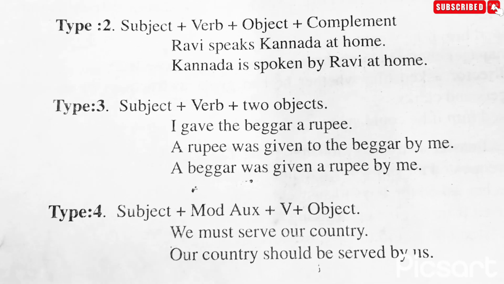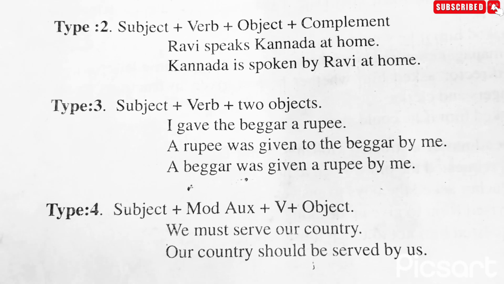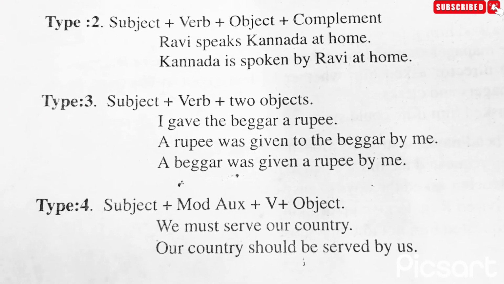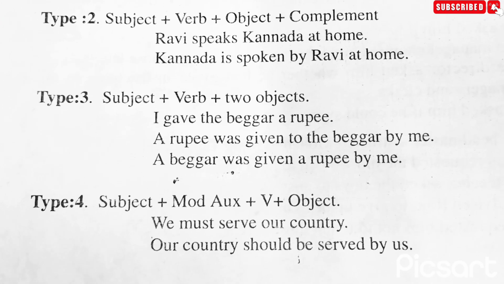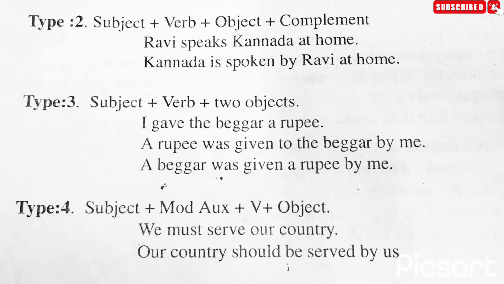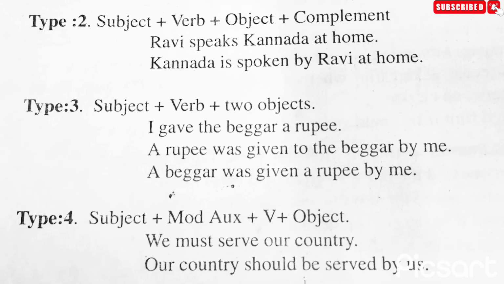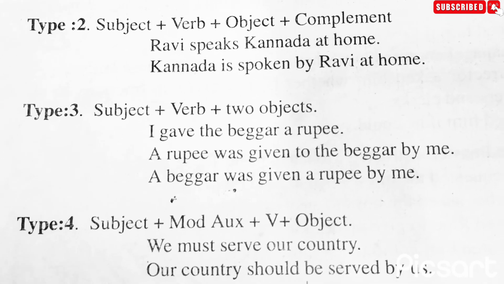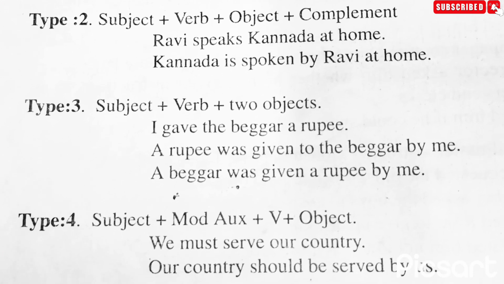Take down the example. Ravi speaks Kannada at home. Ravi is a subject. Speaks: s or es is added to verbs in the third person singular number of the simple present tense. It is a rule of simple present tense. So here we add s to the main verb speak. So Ravi speaks Kannada. It is a simple present tense example. Ravi is a subject. Speaks is a main verb. Kannada is an object. At home is a complement.